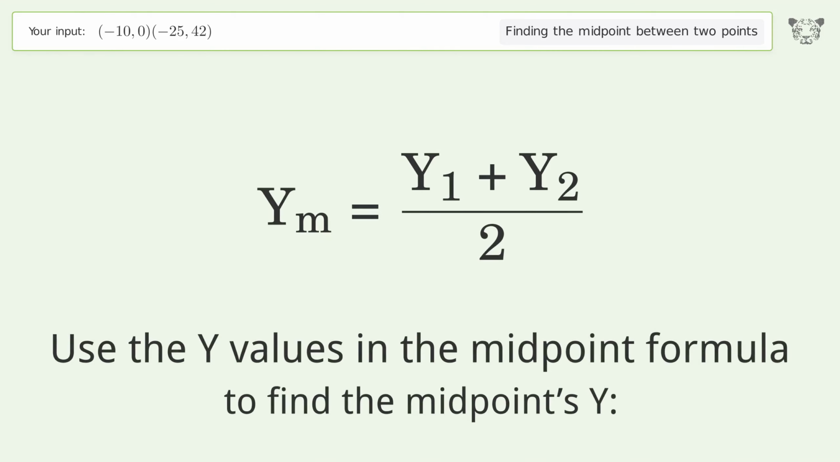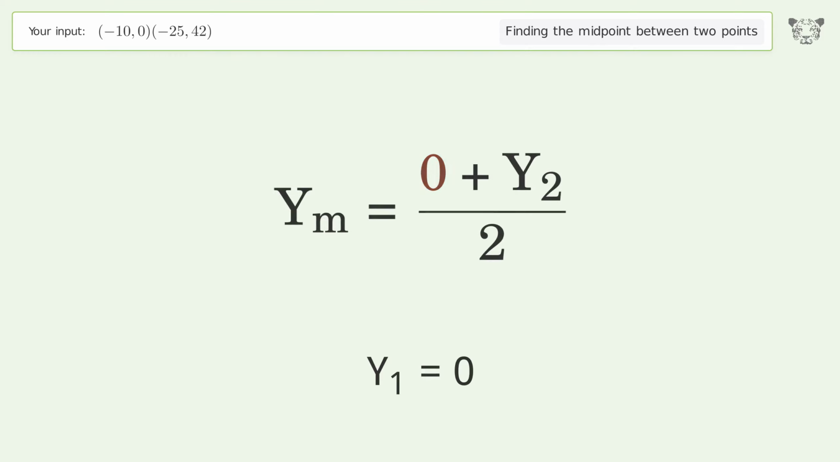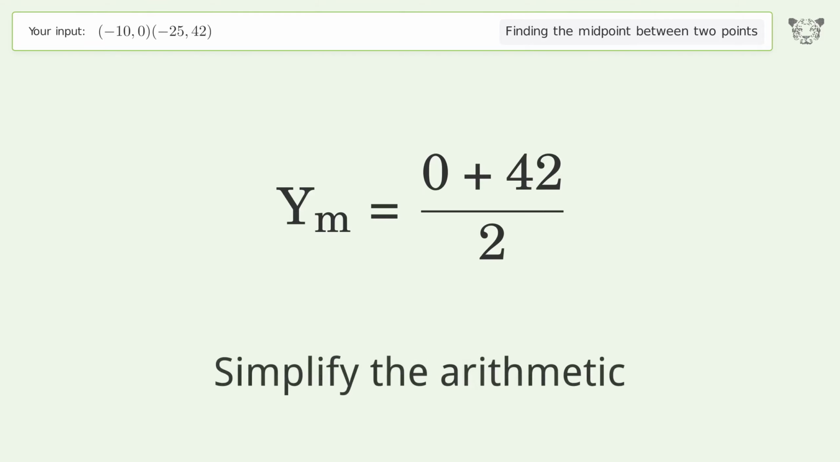Use the y values in the midpoint formula to find the midpoint's y. y1 equals 0. y2 equals 42. Simplify the arithmetic.